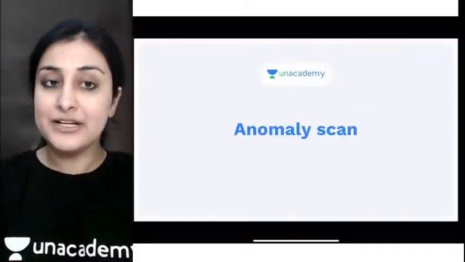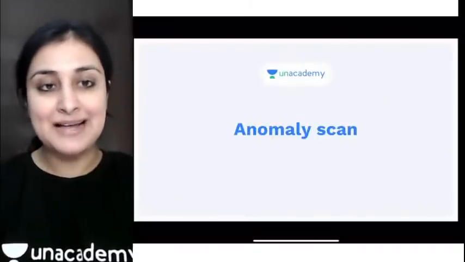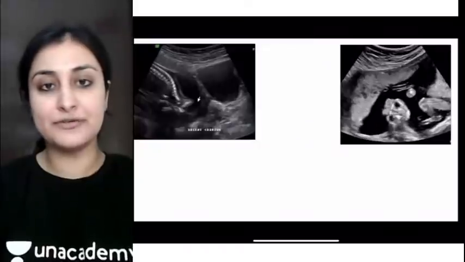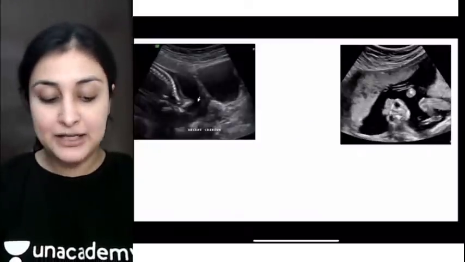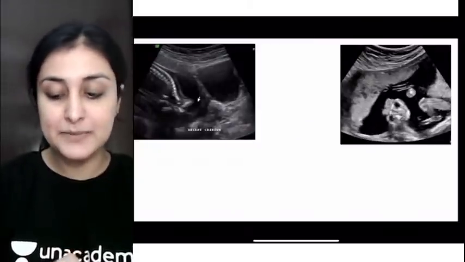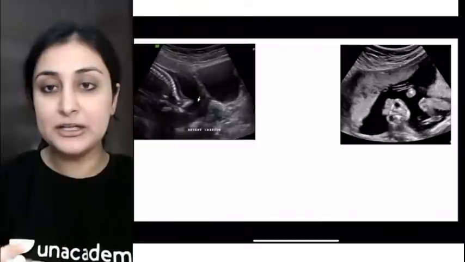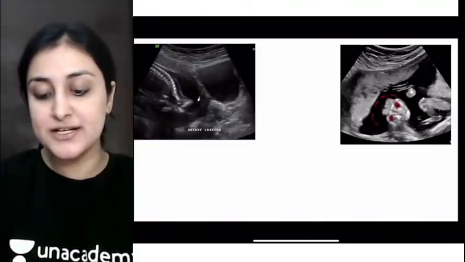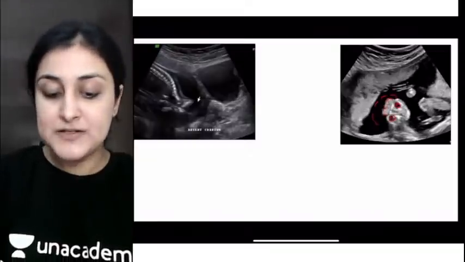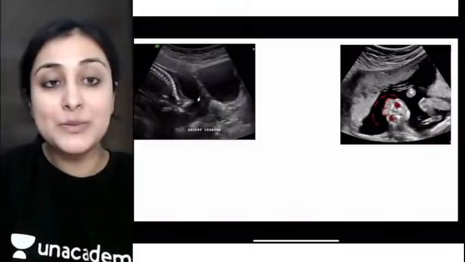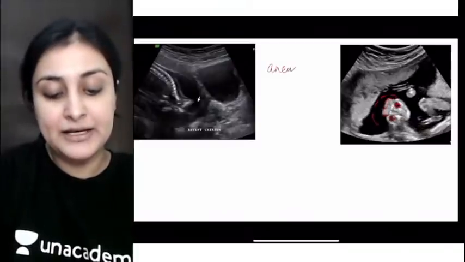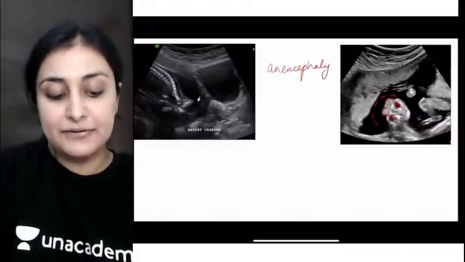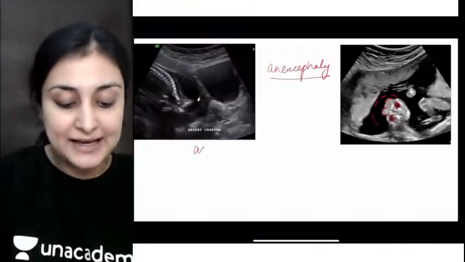Okay, let's quickly look at ultrasound of anomalies, since a question came last time too. The easiest one first: when the cranium is absent and on a frontal plane you see the eyes become very prominent because the skull is not there, just a dystrophic brain. What is this? The earliest anomaly to be detected, anencephaly, right? So this is anencephaly. It starts off with acrania.